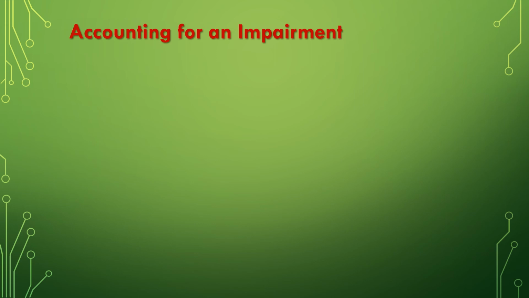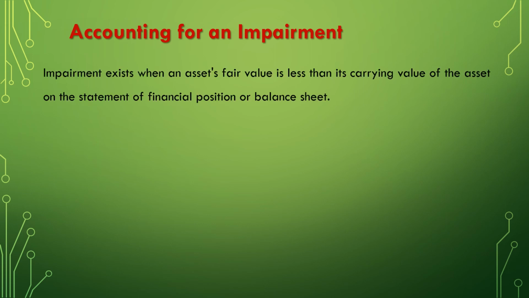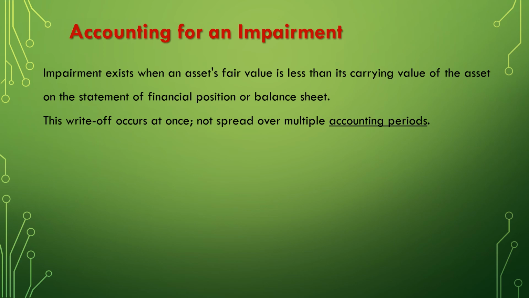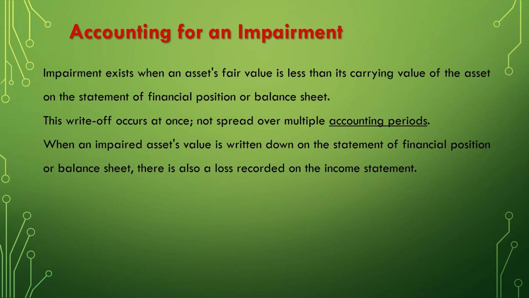Let's look at the accounting for an impairment. Impairment exists when an asset's fair value is less than its carrying value on the statement of financial position or balance sheet. We have learned there are two measurements for impairment. This write-off occurs at once. The charge is not spread over multiple accounting periods such as depreciation. When an impaired asset's value is written down on the statement of financial position, there is also a loss recorded in the income statement.